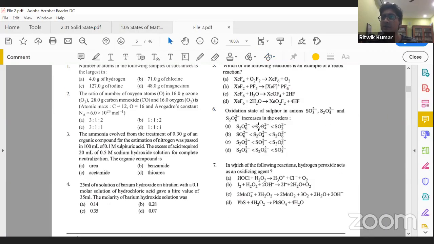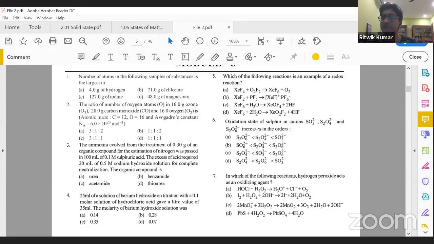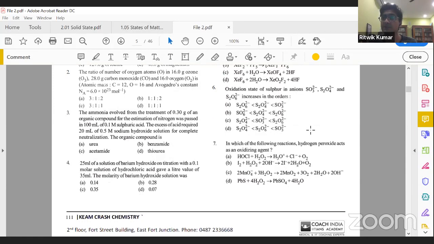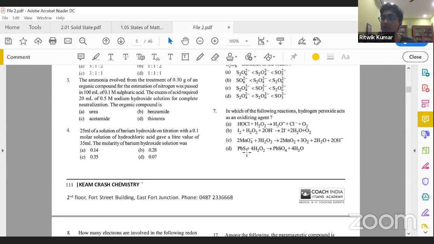Before we move on to the new chapter, states of matter, I'll just ask you if you had any problems with the questions in the modules. Fifth question is simple. I'm sure you must have done that. Sixth question, we have just discussed the structures of thiosulfate and tetrathionate. Utilizing that structure, you'll be able to tell what oxidation state the sulfurs have. Seventh question, you just have to see whether the other species is undergoing oxidation or not.